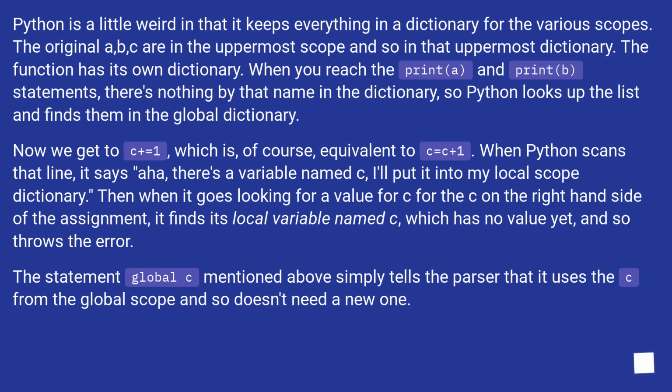Now we get to C += 1, which is, of course, equivalent to C = C + 1. When Python scans that line, it says, aha, there's a variable named C, I'll put it into my local scope dictionary. Then when it goes looking for a value for the C on the right-hand side of the assignment, it finds its local variable named C, which has no value yet, and so throws the error. The statement global C mentioned above simply tells the parser that it uses the C from the global scope and so doesn't need a new one.